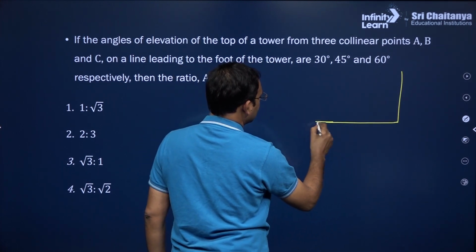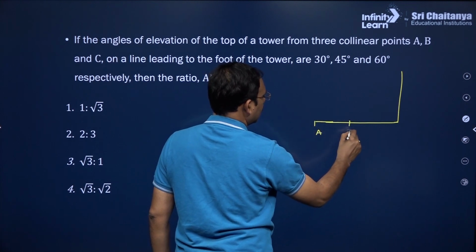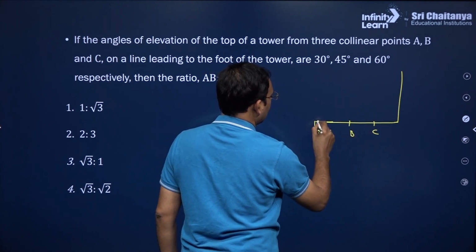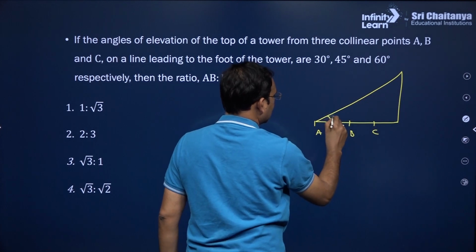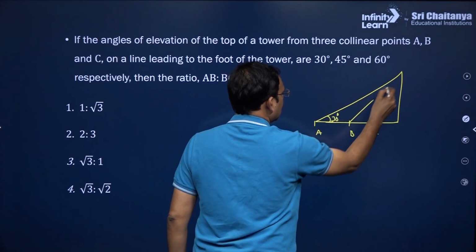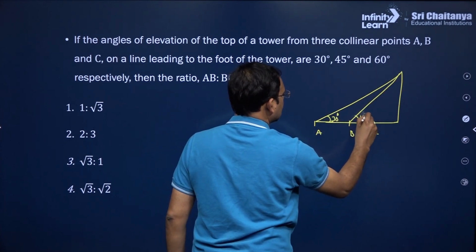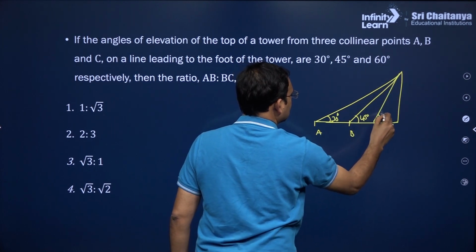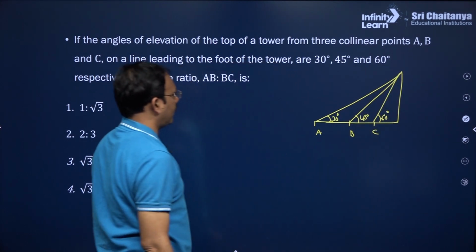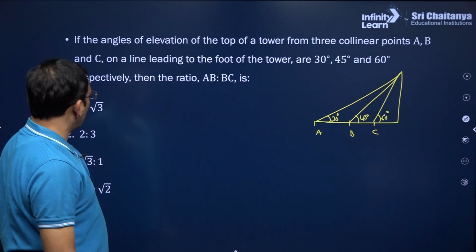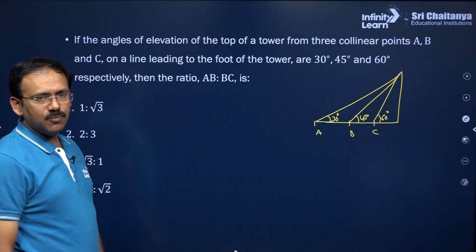30 degrees means it must be far away, then B, then C. From here it is making a 30 degrees angle of elevation, from here 45 degrees, from C it is making a 60 degrees angle of elevation, my dear friends. Okay, then the ratio of AB to BC.